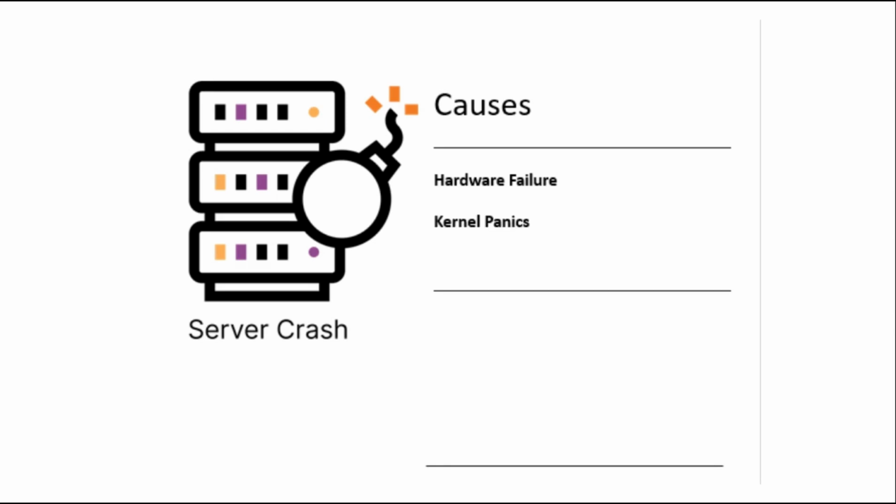2. Kernel panics. A critical system error in an operating system's kernel that causes the system to stop functioning to prevent further damage. It typically results from hardware issues, corrupted system files, or incompatible software. 3. Software bugs. These are errors or flaws in a program's code that can cause unexpected behavior, crashes, or security vulnerabilities.